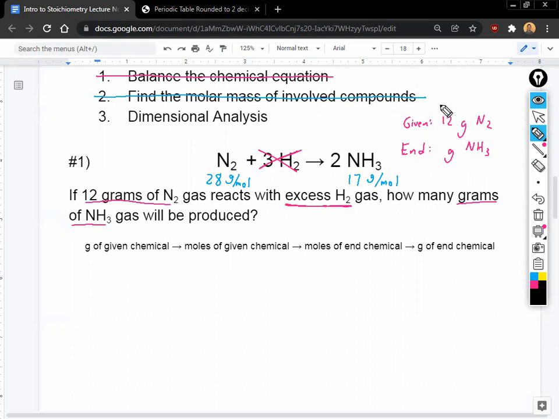So for dimensional analysis, we're going to start by writing the starting number. The starting number is 12 grams of N2. So we're going to start by writing 12 grams of N2. Now, when we do stoichiometry, you will always do 3 fractions, at least for this unit. So draw 3 fractions, and all we're going to do is fill them in.